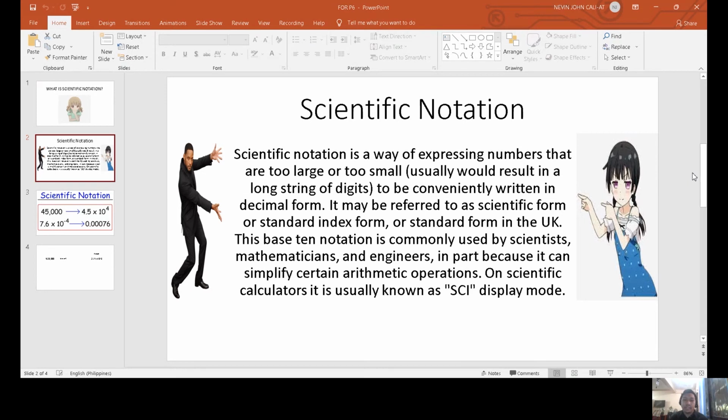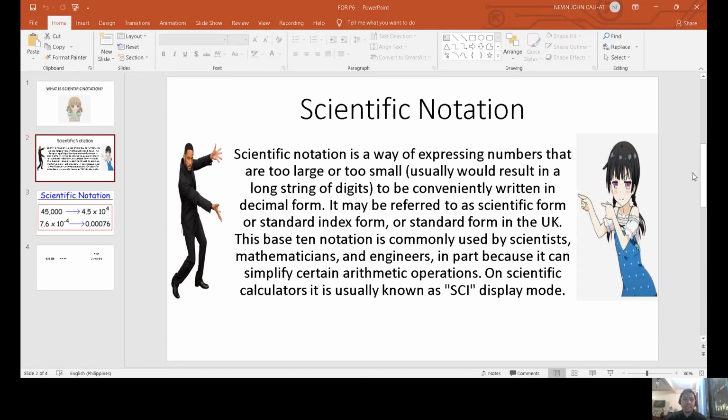It may be referred to as scientific form or standard index form, or standard form in the UK. This base 10 notation is commonly used by scientists, mathematicians, and engineers, in part because it can simplify certain arithmetic operations. On scientific calculators, it is usually known as SCI display mode.